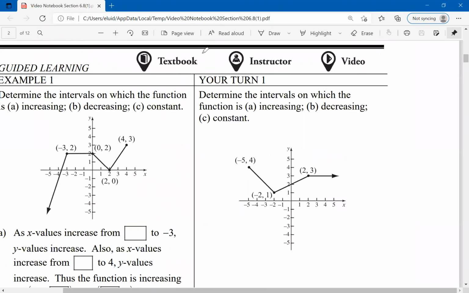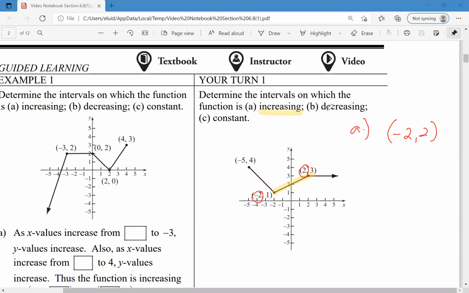All righty, here we go. So increasing right here. So my answer for increasing would be, let's see, it's increasing. My x coordinates would be -2 and 2. So the graph is sloping up from left to right, and the x coordinates that would make up that interval would be parentheses -2, 2. So that's the increasing answer.